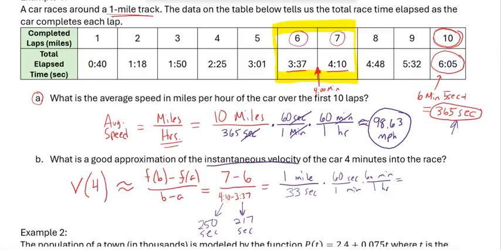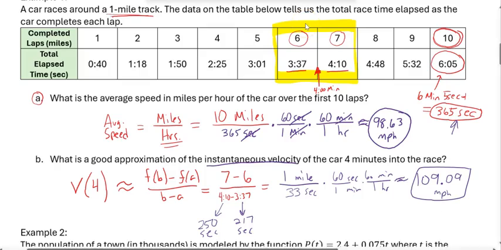I'm going to use a calculator to approximate this. So we've got the top, 1 times 60 times 60. We're going to divide that by the 33. And we find that the car has a little bit faster average rate between those two, 109.09 miles per hour. That's faster than our overall average rate of the race.